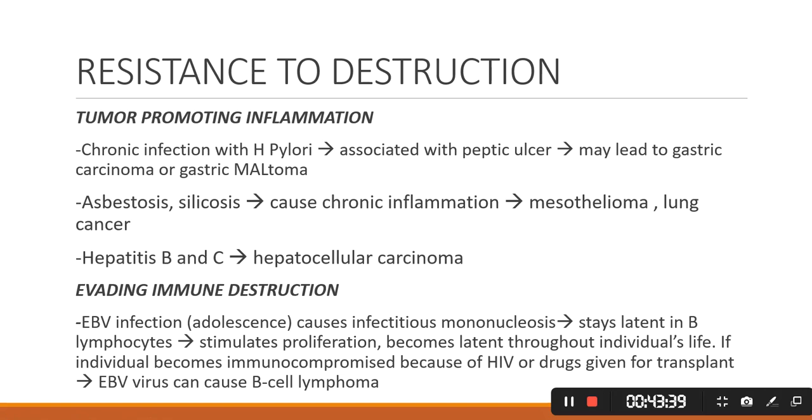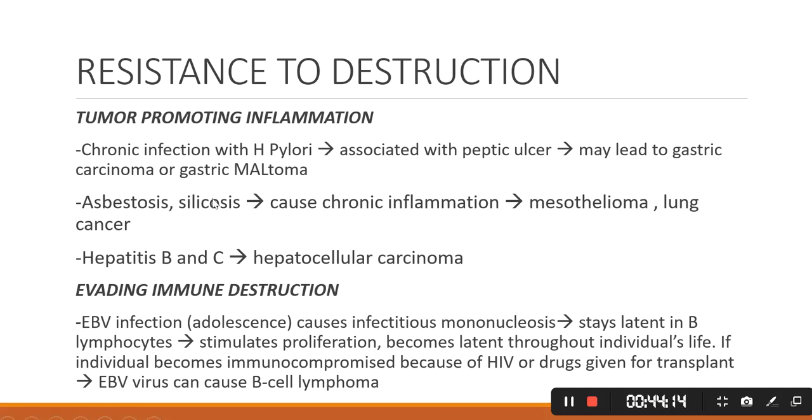Now what are the other factors of resistance to destruction? Tumor promoting inflammation. I said chronic inflammation with H. pylori associated with peptic ulcer may lead to gastric carcinoma or gastric melanoma. Asbestosis and silicosis cause chronic inflammation which can lead to tumors like mesothelioma, lung cancer. Hepatitis B and C is said to lead to hepatocellular carcinoma. These are just the examples. It is said that H. pylori infection, which causes a chronic condition like peptic ulcer, can lead to gastric cancer.